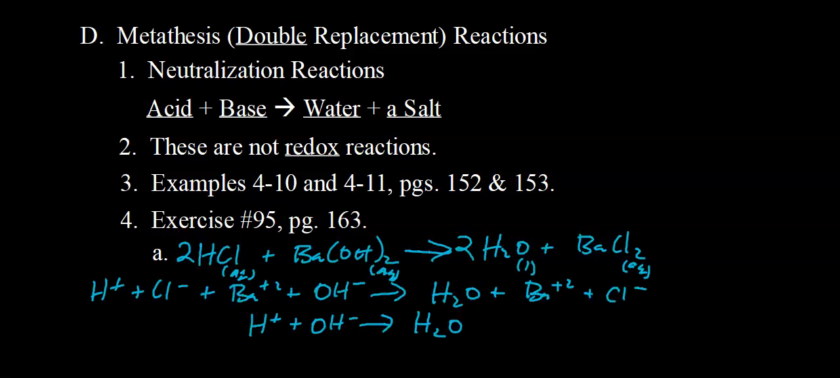I got a little lazy in the ionic and net ionic equations. I did not show states of matter. Make sure you do show states of matter. All of the ions are aqueous, and the water is liquid. So our spectator ions are chloride and barium. And again, this is a strong acid, strong base reaction. Therefore, the net ionic equation is H plus OH minus makes H2O.